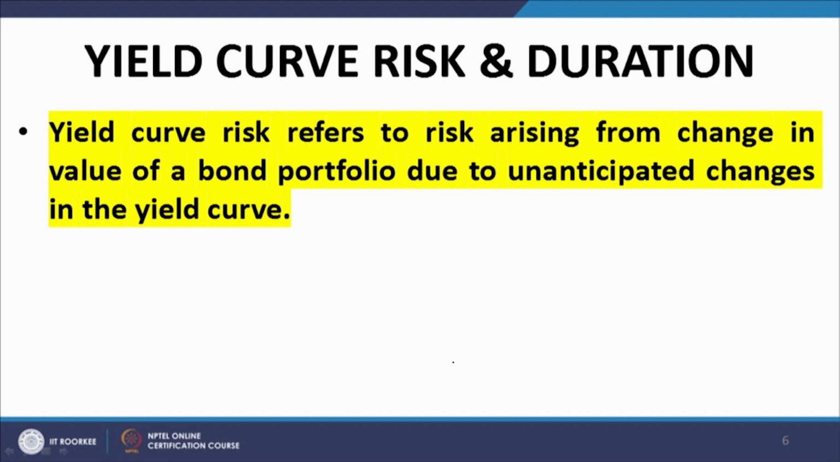Yield curve risk refers to the risk arising from change in the value of a bond portfolio due to unanticipated changes in the yield curve. Please note this word unanticipated has a special significance here. We use the term unanticipated because if there is an anticipated change that would be recognized by the market, that would be absorbed by the market in the pricing process, and as a result of it that loses its relevance. However, if the change is unanticipated, then of course that is what contributes to the risk in a sense.